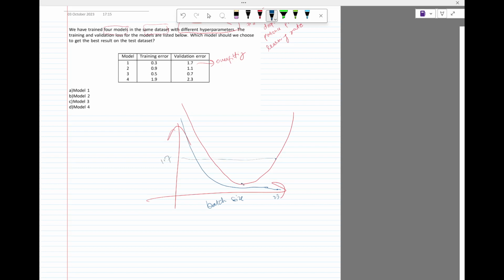and this can be you have 0.7 and 0.5. So this is the hyperparameter that you would like to use. This can be 1.9, 2.3, something like that. So the correct answer is model 3.